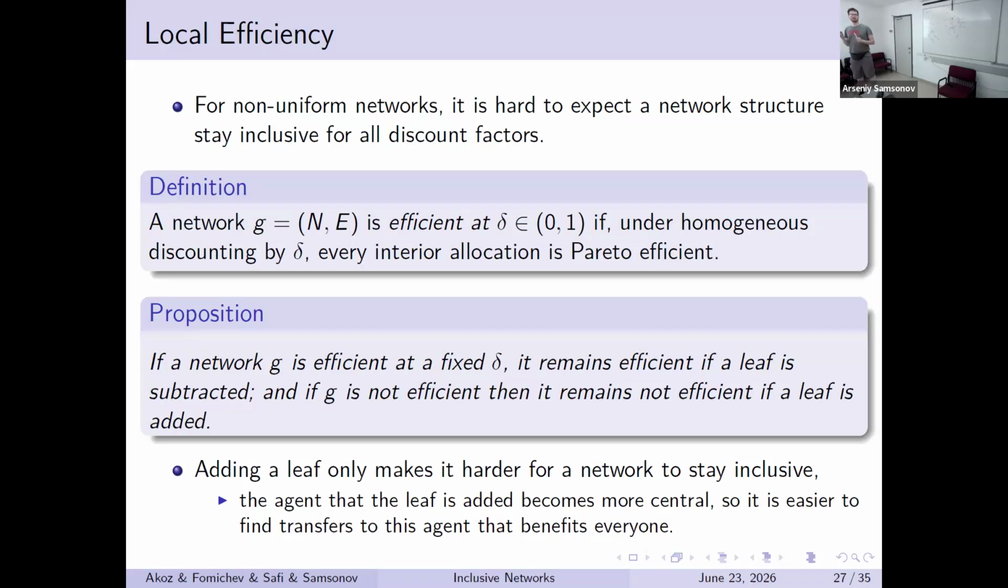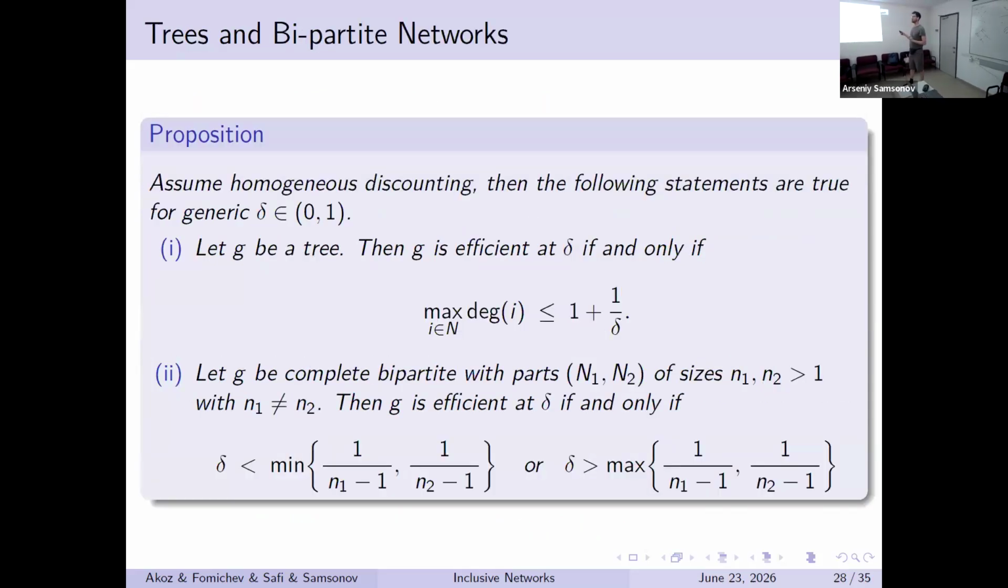By the way, this is a contribution of our mathematician co-author. We have a co-author who's a mathematician from Petersburg State University, and that's his work for the case of homogeneous deltas. And so for trees, we can use this result to characterize which trees, at which delta, are going to allow for the efficiency of interior allocations.